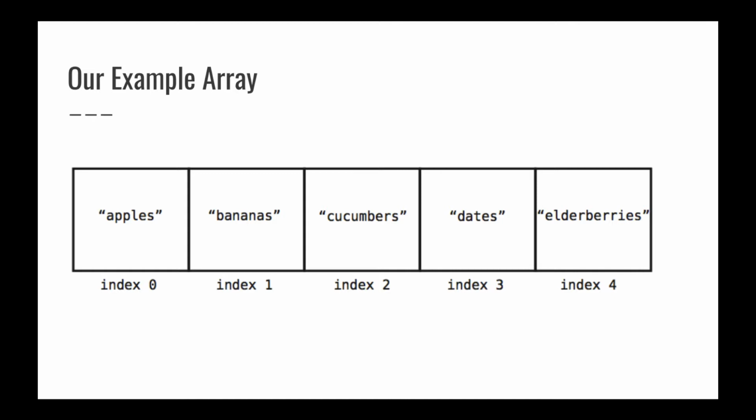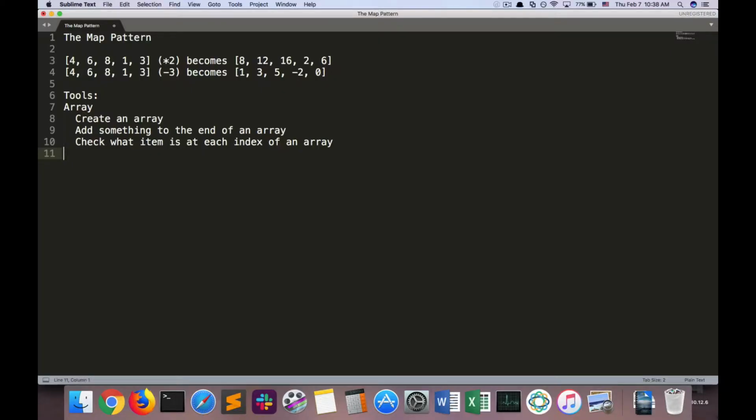So apples is actually stored at index 0 within this array. Bananas is stored at index 1, and so on and so forth. So these are some of the tools that the computer has involving arrays.